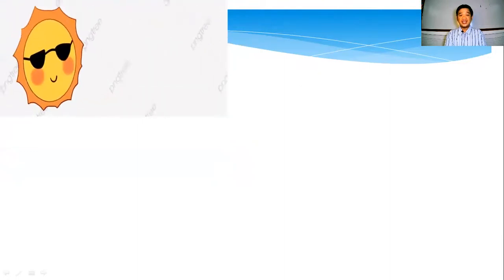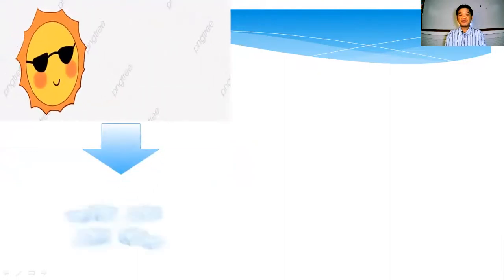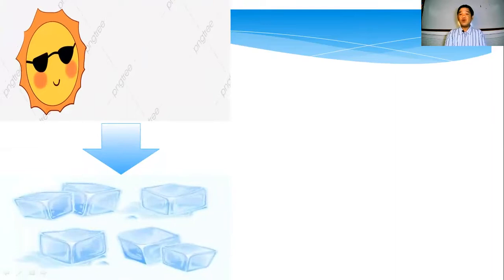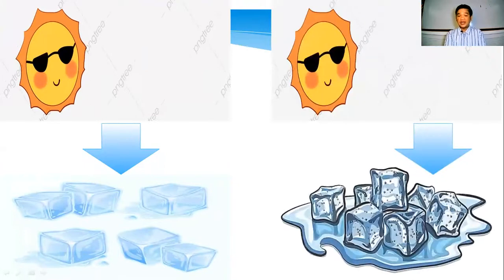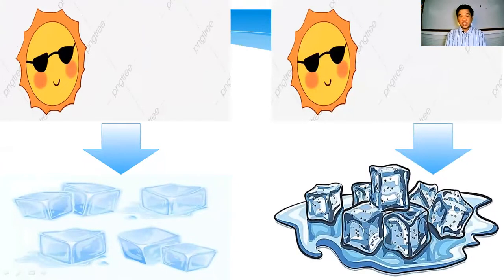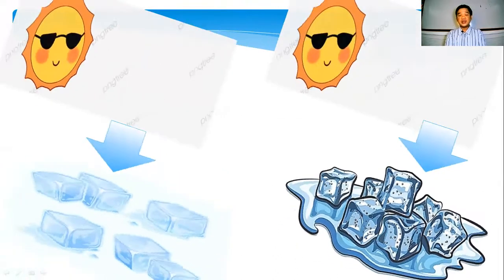Okay, another example is that we have here the sun and the ice. What will happen to the ice staying under the sun? You are able to predict that the ice will become water, it will melt. Yes, so that is already a prediction. Okay, so another one.